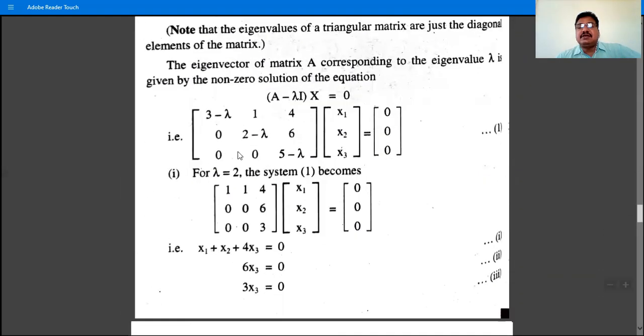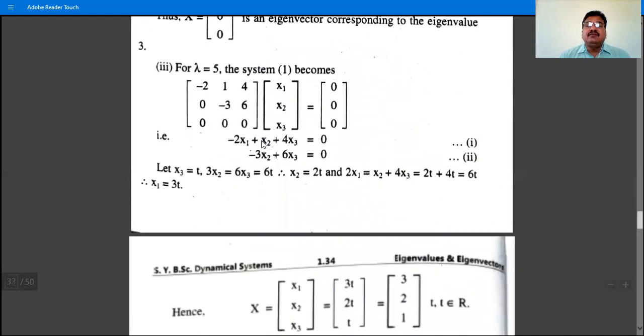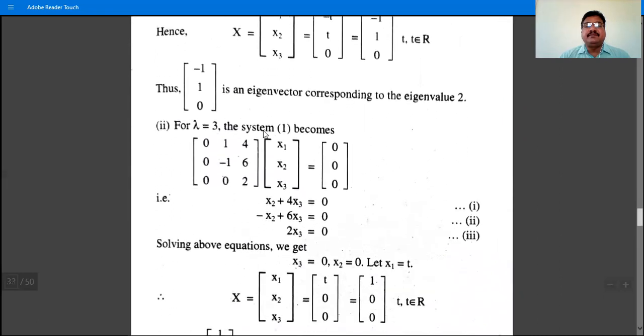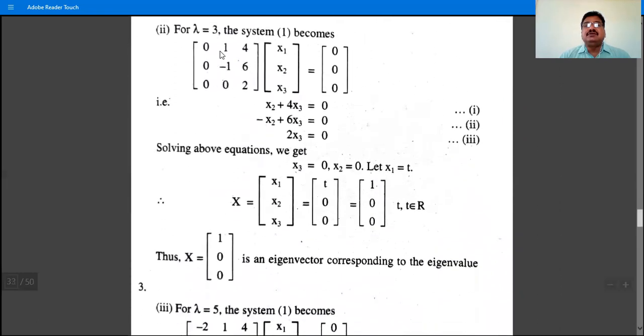Second eigenvalue in this equation number 1. Substitute this lambda as 3. So what do we have? We have this system. After substituting lambda equal to 3, we have the matrix 0, 1, 4, 0, minus 1, 6, 0, 0, 2, times x1, x2, x3, equal to 0, 0, 0. Then rewrite the equations. So we have x2 plus 4x3 is equal to 0.